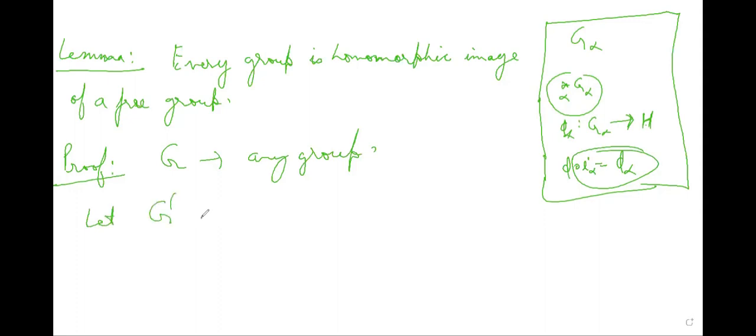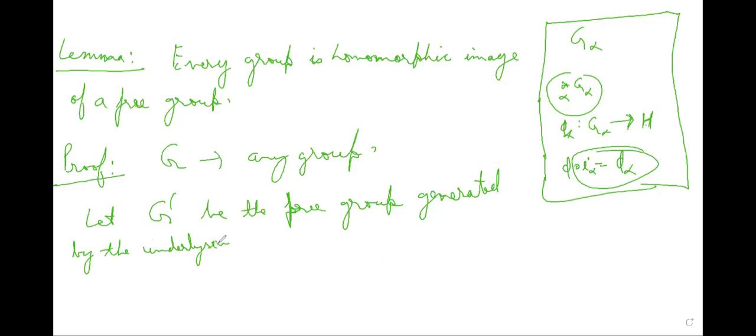Let G prime be the free group. So consider G simply as a set, with no structure on G. So let G prime be the free group generated by the underlying set of G. You consider G equal to F, and consider G prime to be the free group generated by this G.